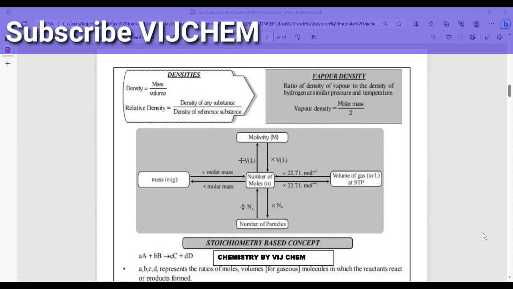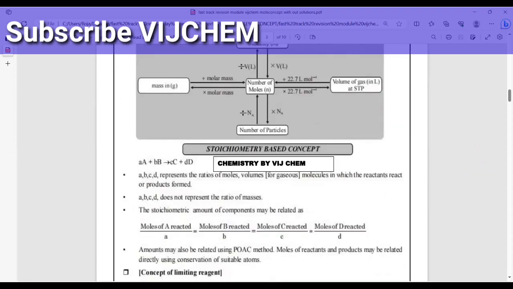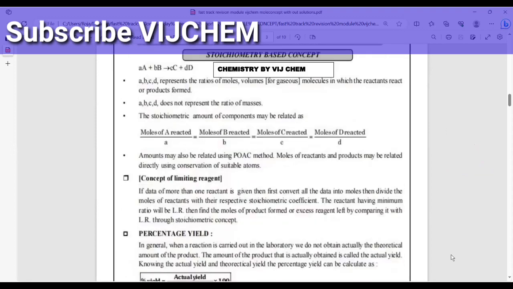Okay. Next, let us see stoichiometry and the limiting reagent. A reaction is given: a moles of A react with b moles of B to form c moles of C and d moles of D. So a, b, c, d do not represent a ratio of the masses. They are stoichiometric coefficients. That means they are representing moles.